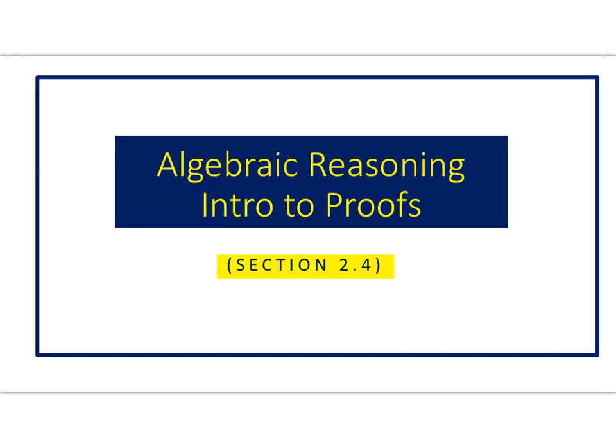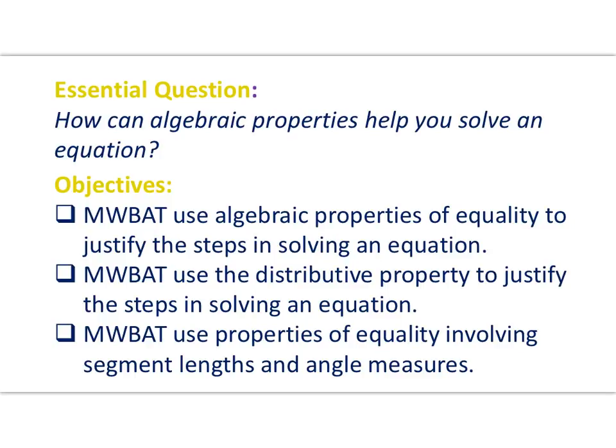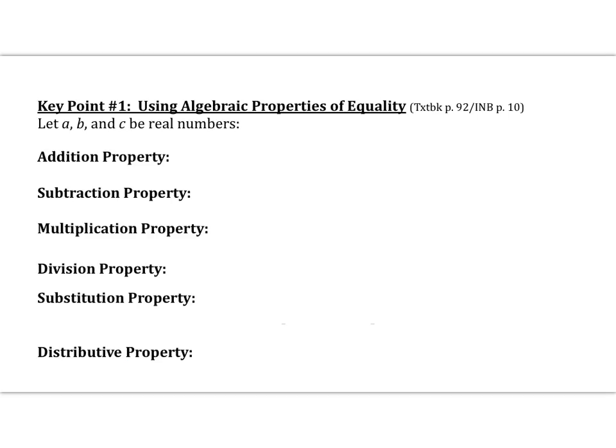All right, mathematicians, let's get started with the algebraic reasoning, our intro to proofs, section 2.4. Our essential question: how can algebraic properties help you to solve an equation? So our objectives: mathematicians will be able to use algebraic properties of equality to justify the steps in solving an equation, also use the distributive property to justify the steps in solving an equation, and use properties of equality involving segment lengths and angle measures.